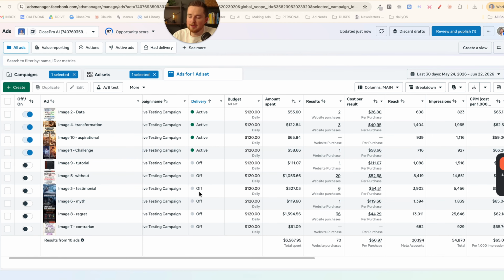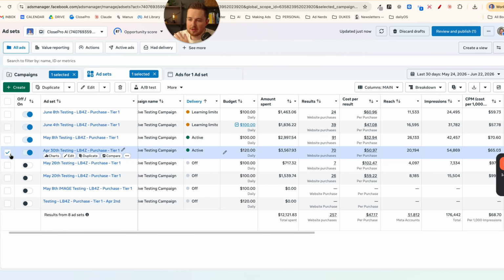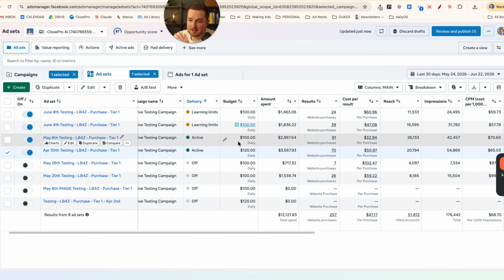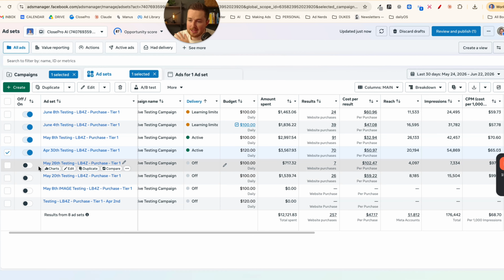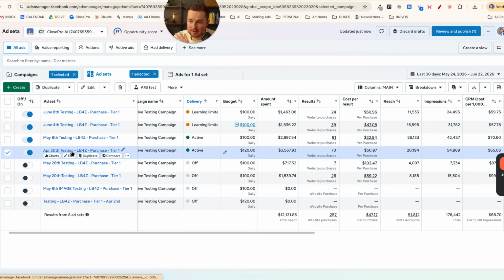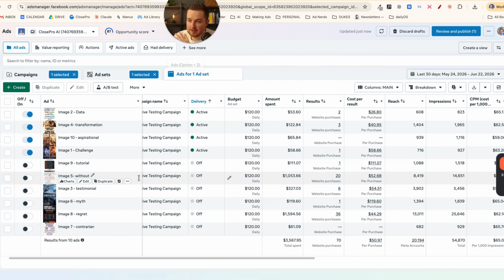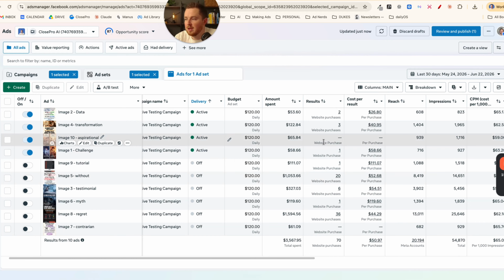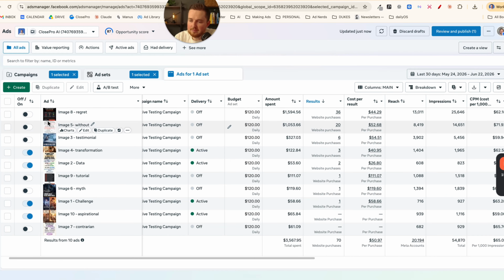Let me move this. There we go. You can see on this particular campaign, these are the ad sets, ABO. Each ad set is about $100, $120 a day. For this April 30th testing campaign for this particular offer, I've got about 10 ads in here. I've now since started launching fewer ads in an ad set. I usually like to do 3 to 5 so that it gives each ad a fair shot at getting some spend behind it.